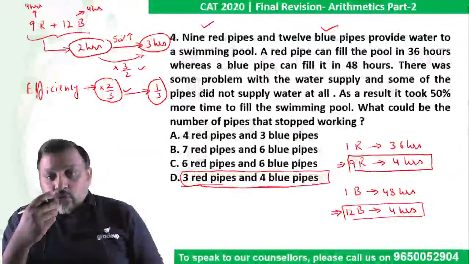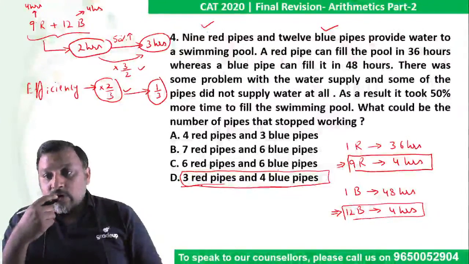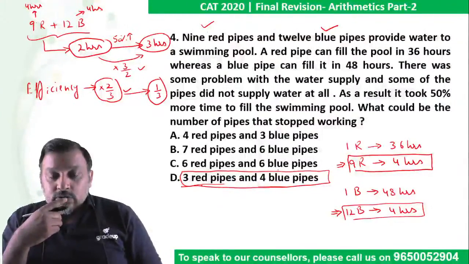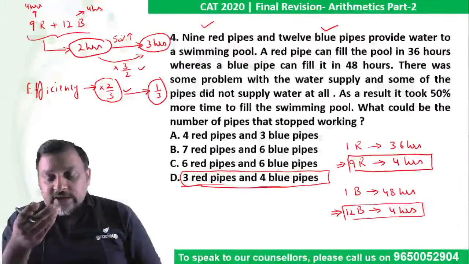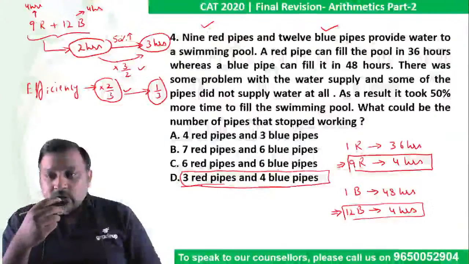Efficiency has become 2/3. That means there is a decrease of 1/3 in the efficiency. Very good, Ayush. So it is option D. Is this clear, guys? Should we move to the next question now?